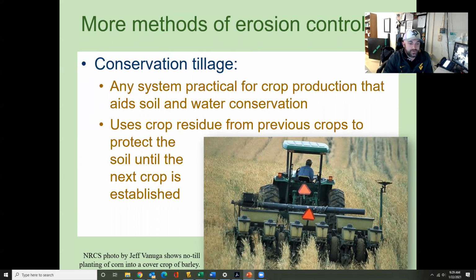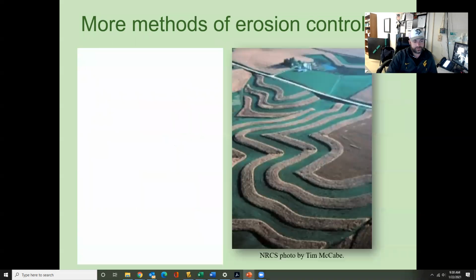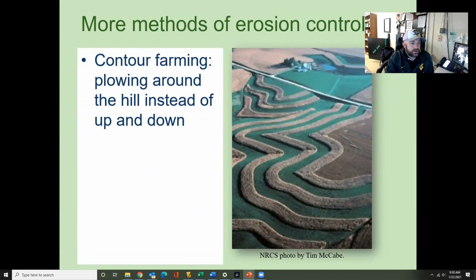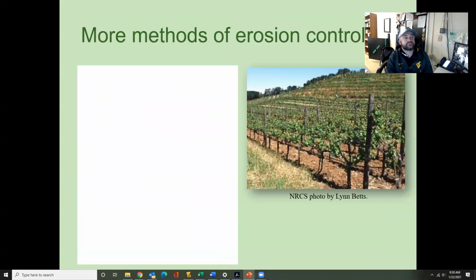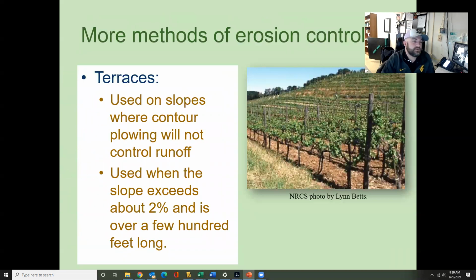And it uses crop residue from previous crops to protect the soil until the crop is established. So more methods of erosion control, contour farming, plowing around the hill instead of up and down. Terraces, used on slopes where contour plowing will not control runoff, and used when the slope exceeds about 2% and is over a few hundred feet long.